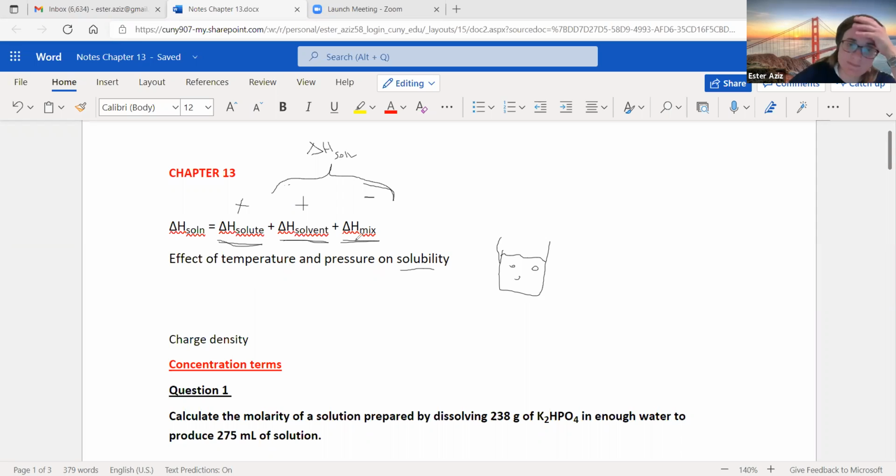Now, what about pressure? Pressure turns out not to have much of an effect on liquids or solids. And that's because liquids and solids are already pretty much incompressible. They're already compact. So even if you increase the pressure on them, the solubility is not really going to change. But when you're talking about the solubility of a gas, then pressure affects it and it has a direct relationship, meaning the stronger the pressure is, the more the gas is going to be soluble in that liquid.